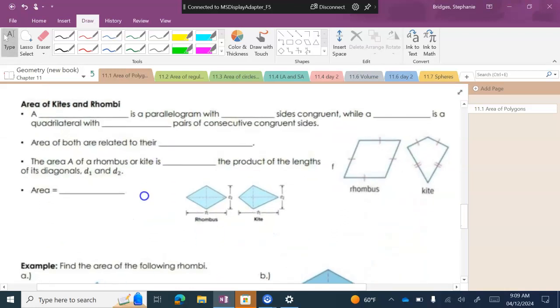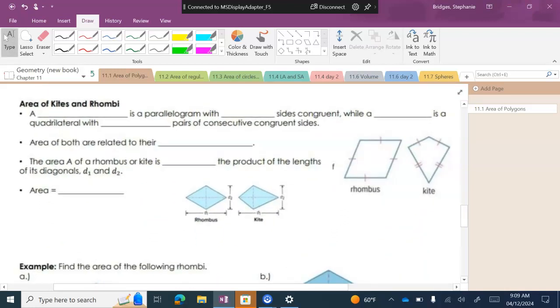We are going to be talking about a kite and a rhombus. All right. A rhombus is what we're filling in first. A rhombus is a parallelogram with 4 congruent sides. You can see in the picture of the rhombus there that they have all 4 sides marked congruent.